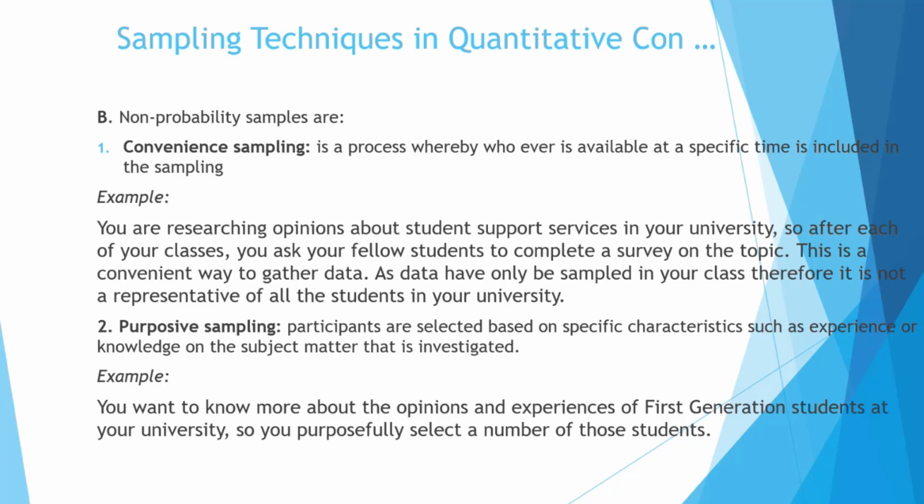Then we have what we call the purposive sample, all right? Participants are selected based on specific characteristics. Please note that this is more applicable in qualitative sampling, because you sample your participants according to specific characteristics. We've spoken about this, like experience or knowledge. And it's also applicable in quantitative research.